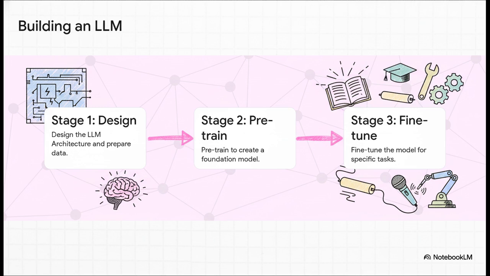First, we have to design the blueprint for the AI's brain. Then, we'll send it off to school, give it a massive general education. And finally, we'll teach it a specific job to get it some real-world skills.